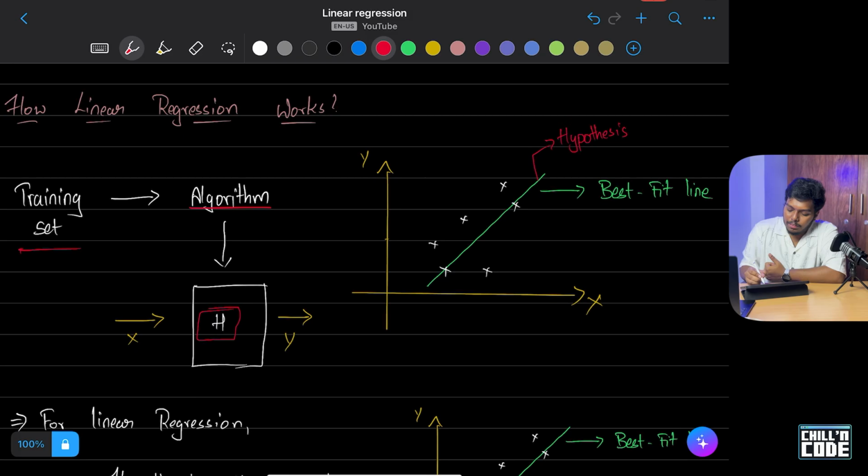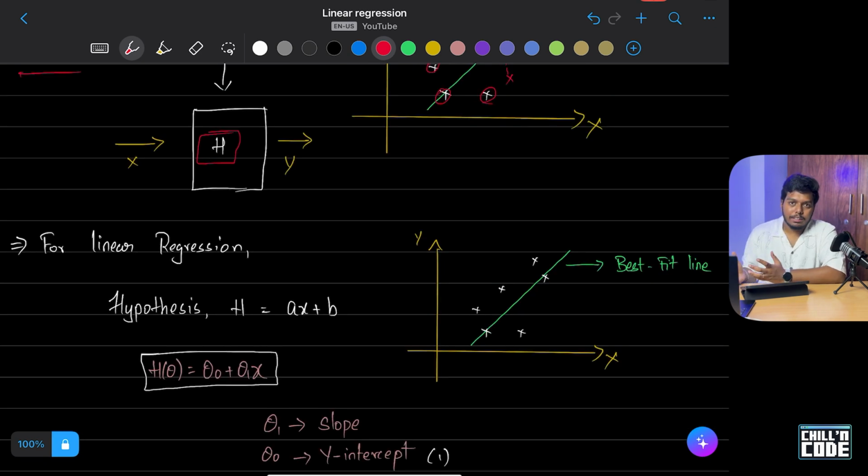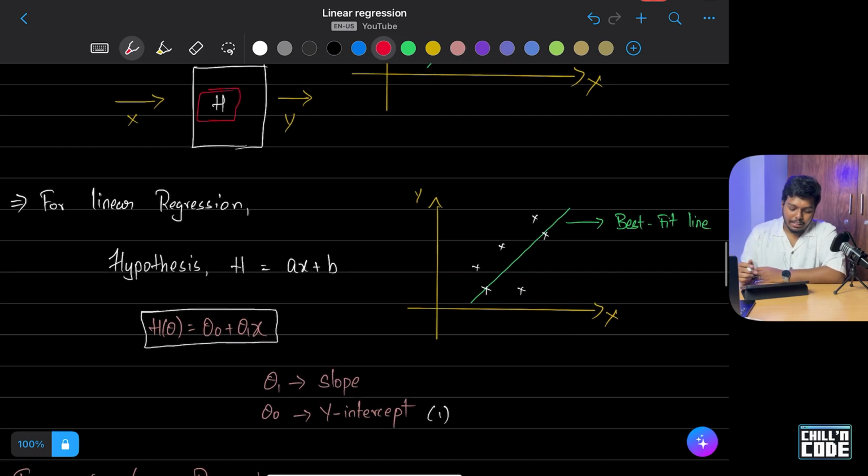Based on these points, it has analyzed them and found a best fit line, and we call it a hypothesis. Now if we give another input as a test, it will give an output based on this line. So this part will be given as an output. Sometimes we may know what a hypothesis consists of, and sometimes we cannot know. But for linear regression, the hypothesis is nothing but a straight line.